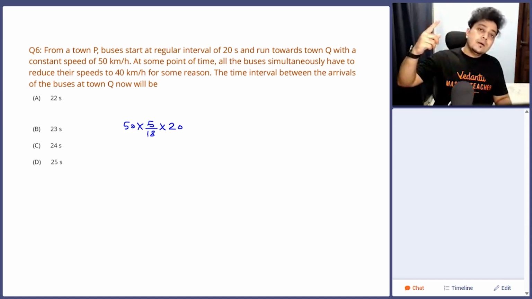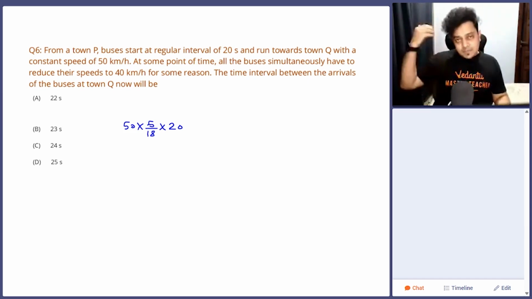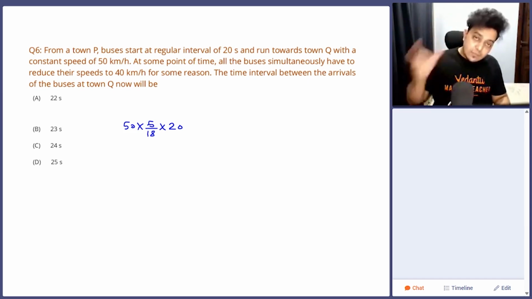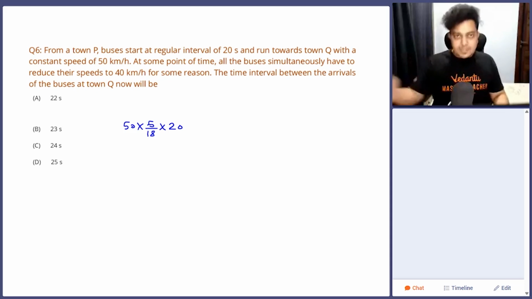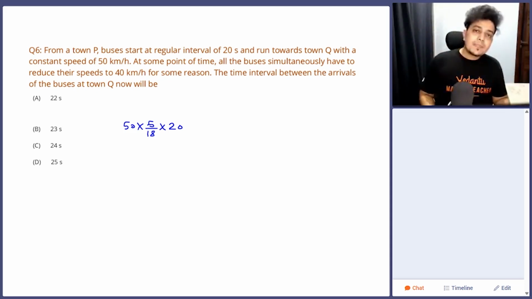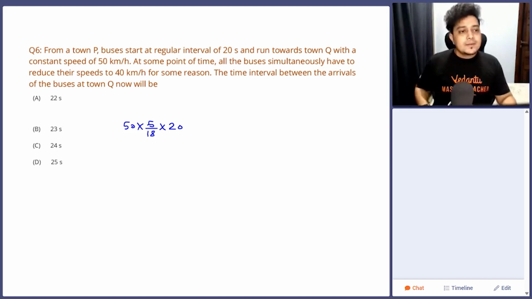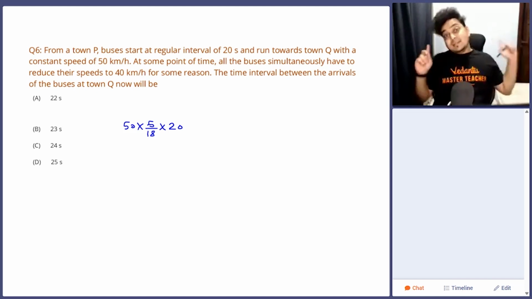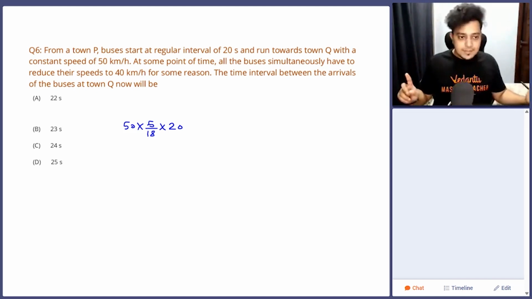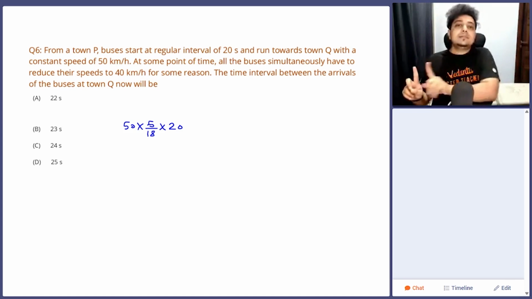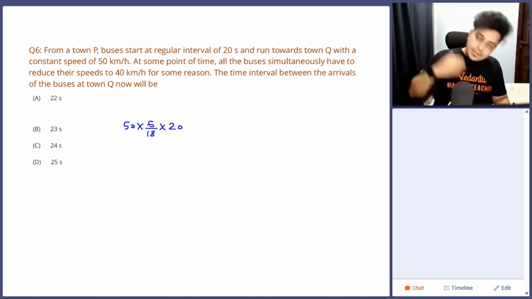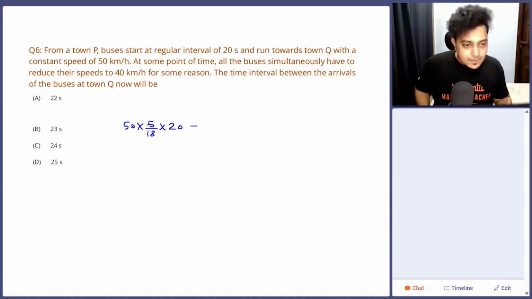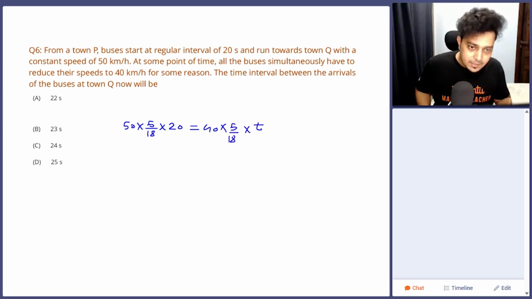Now, finally, when the buses arrive in town Q, the buses have to cover this distance. This is the distance between them initially. Now how much time will it take to cover this distance, that we have to figure out. To cover the same distance, they have a speed of 40 kilometer per hour, again 5 by 18. So how much time it takes is T.